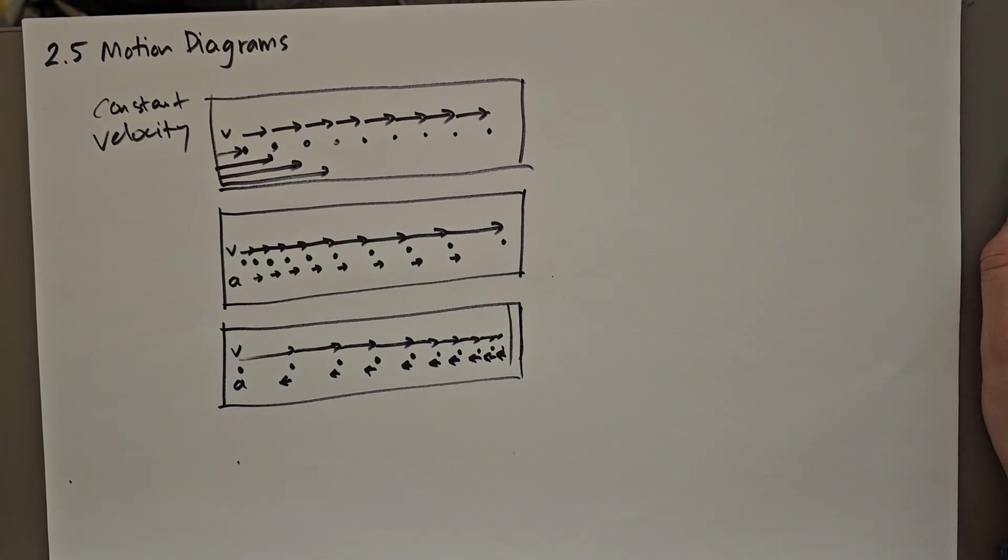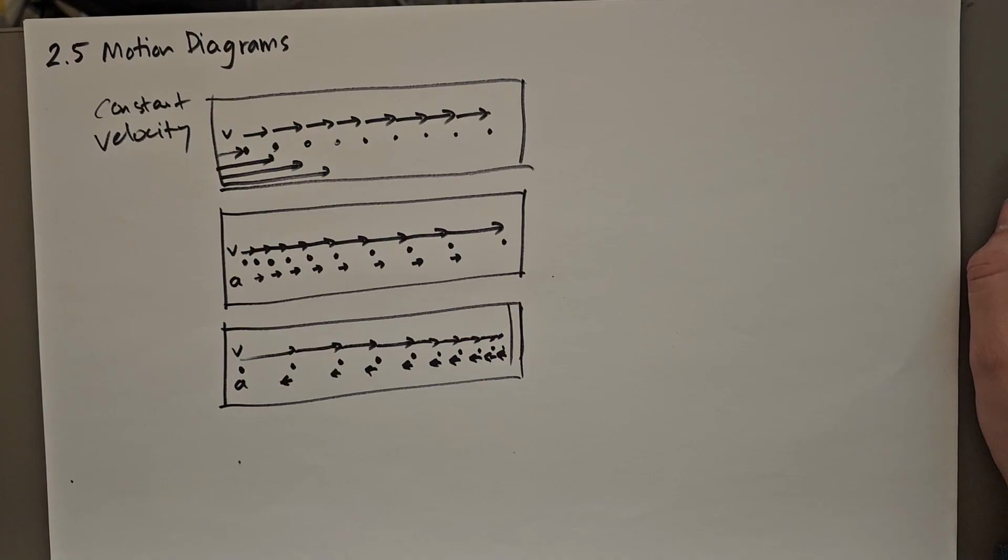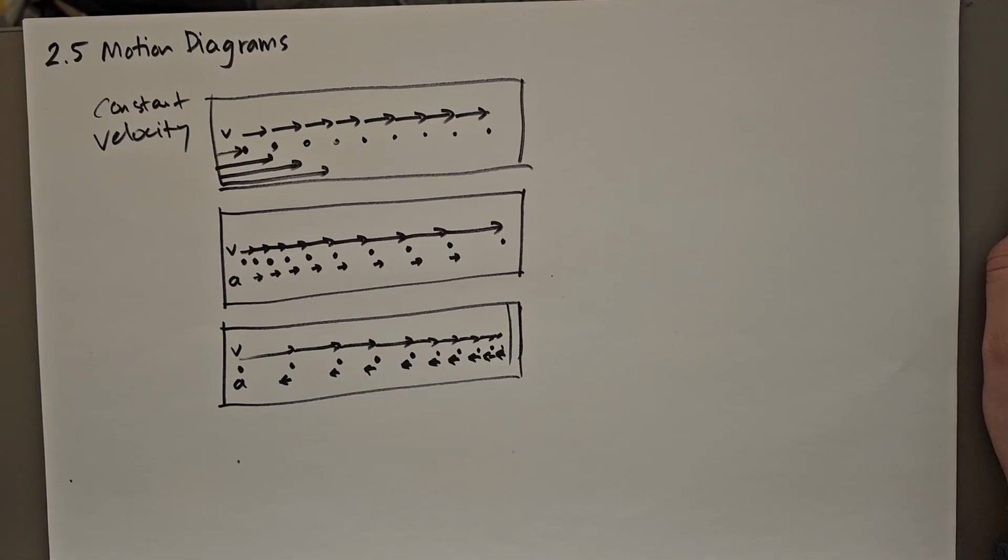So quick quiz. Which one of the following statements is true? A, if a car is traveling eastward, its acceleration must also be eastward. So if a car is going down the road in an eastward direction, the acceleration must also be eastward. Think carefully, is that true or is that false? And if it's false, why is it false?